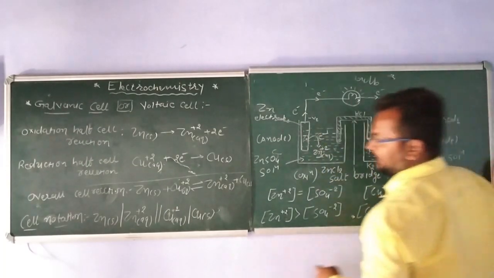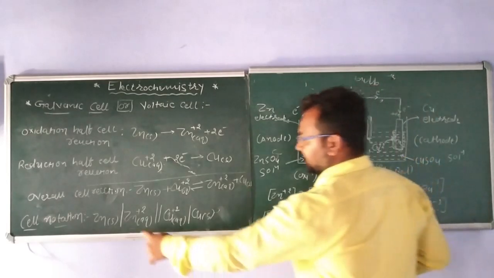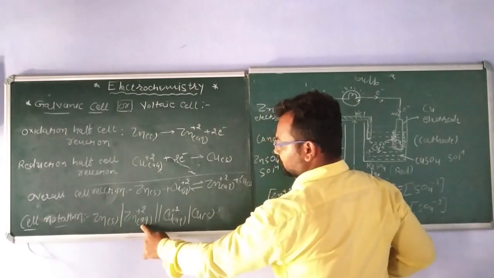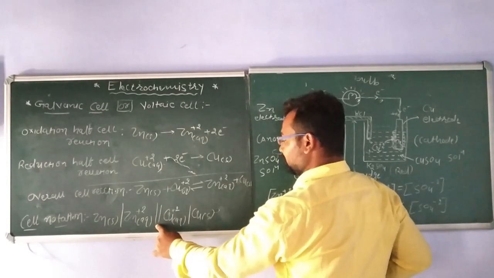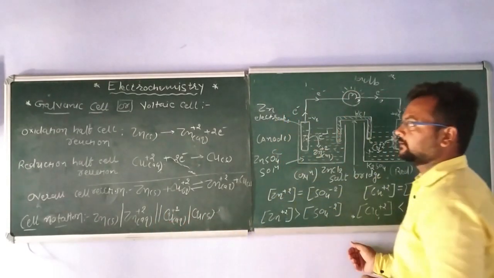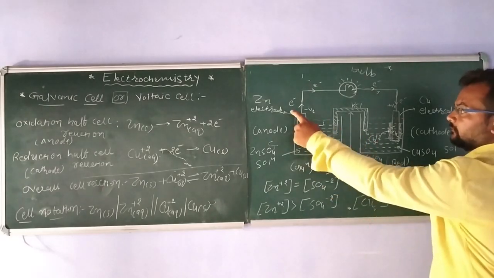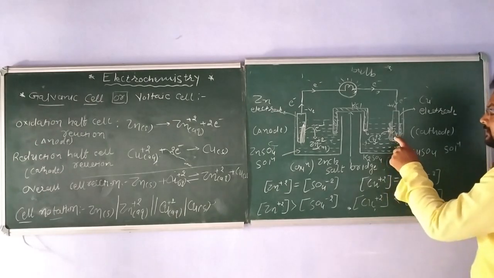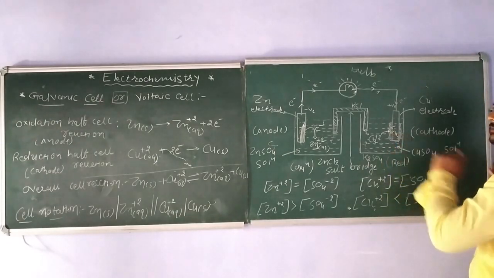And the cell notation is Zn solid, oblique, Zn+2 aqueous, and double oblique, which means the salt bridge, and Cu+2 aqueous, oblique, Cu solid. And we determine the weight reduced by the zinc electrode and the weight deposited on the copper electrode.